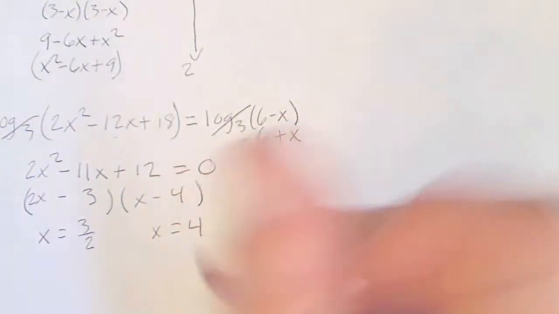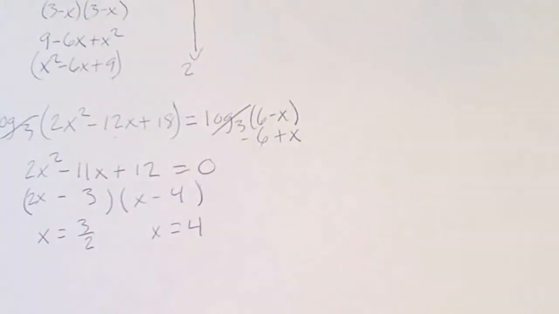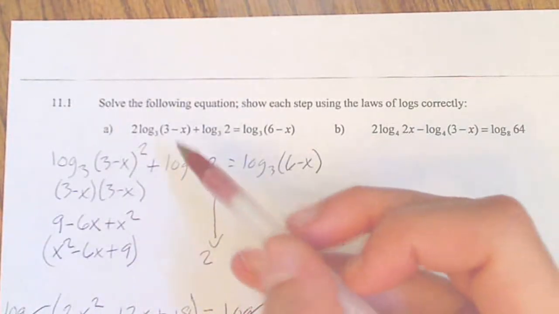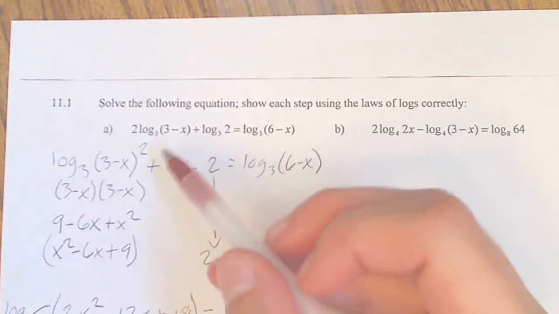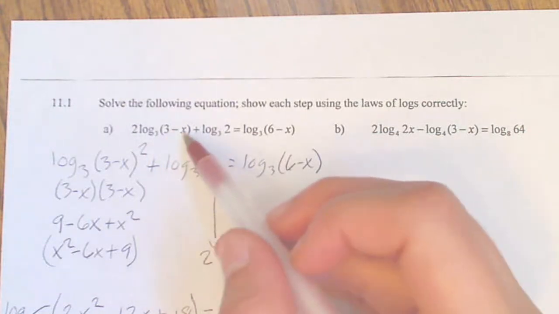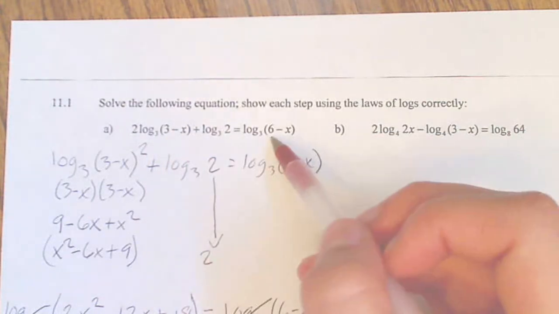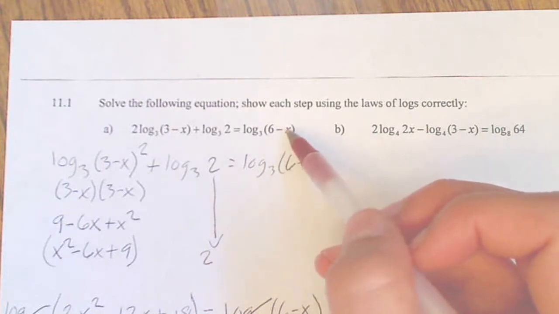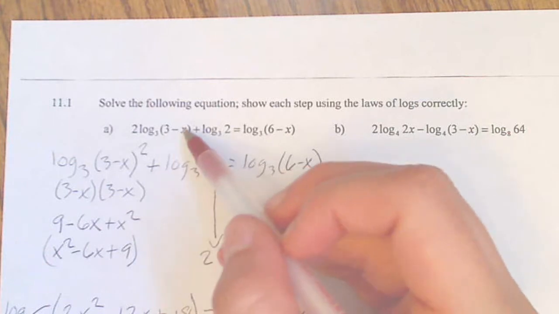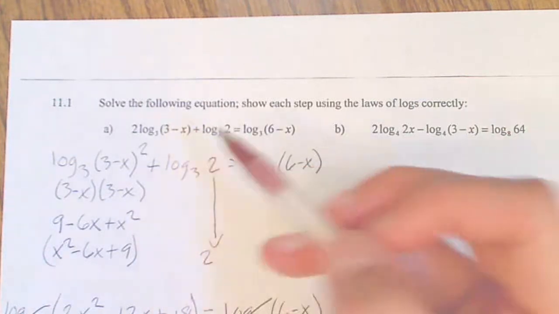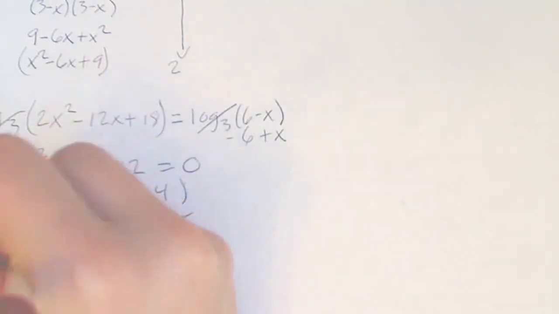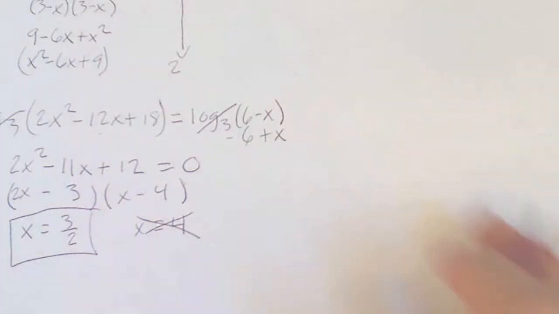But you have to make sure that when you plug them back in up here, you don't end up with negative numbers. So if you try 3 halves, 3 minus 3 halves is still going to leave you with a positive, and 6 minus 3 halves is still going to leave you with a positive, so that's okay. But then when you plug in 4, 3 minus 4 is negative 1, so that automatically doesn't work. So then you come back down, and you're going to cross this answer off, and it leaves you with x equals 3 halves as your answer.